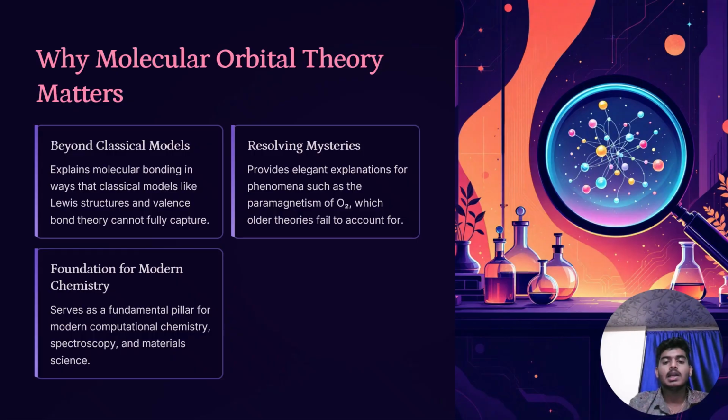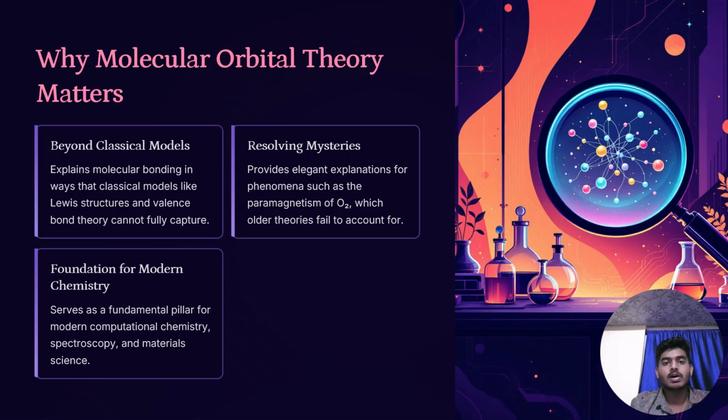Coming to the beyond classical models, MOT explains molecular bonding in ways that classical models such as Lewis structures and valence bond theory cannot fully capture. Coming to the foundation for modern chemistry, it serves as a fundamental pillar for modern computational chemistry, spectroscopy, and material science. At last, resolving mysteries, the theory provides elegant explanations for phenomena like the paramagnetism of O2, which older theories failed to account for.